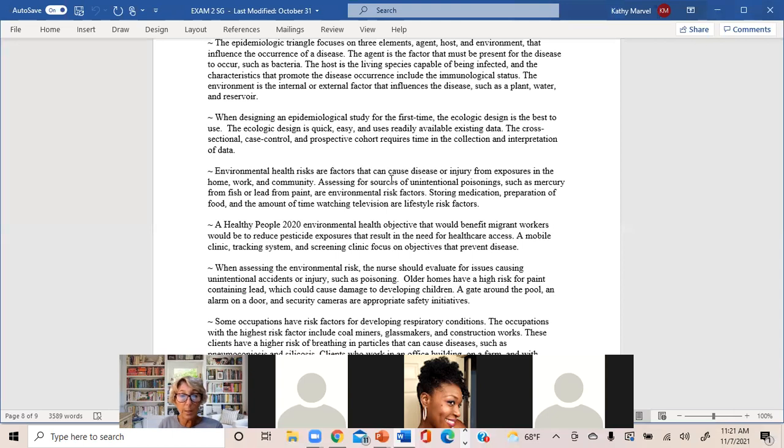There's also in chapter 9, there's a box that outlines these 4 different methods, epidemiological methods. Okay. But if we're doing a first time study and we want to do a quick one and use the data that's readily available, it would be the ecologic design. And then there's examples of when you would use your cross-sectional, your case control, and your prospective cohort designs.